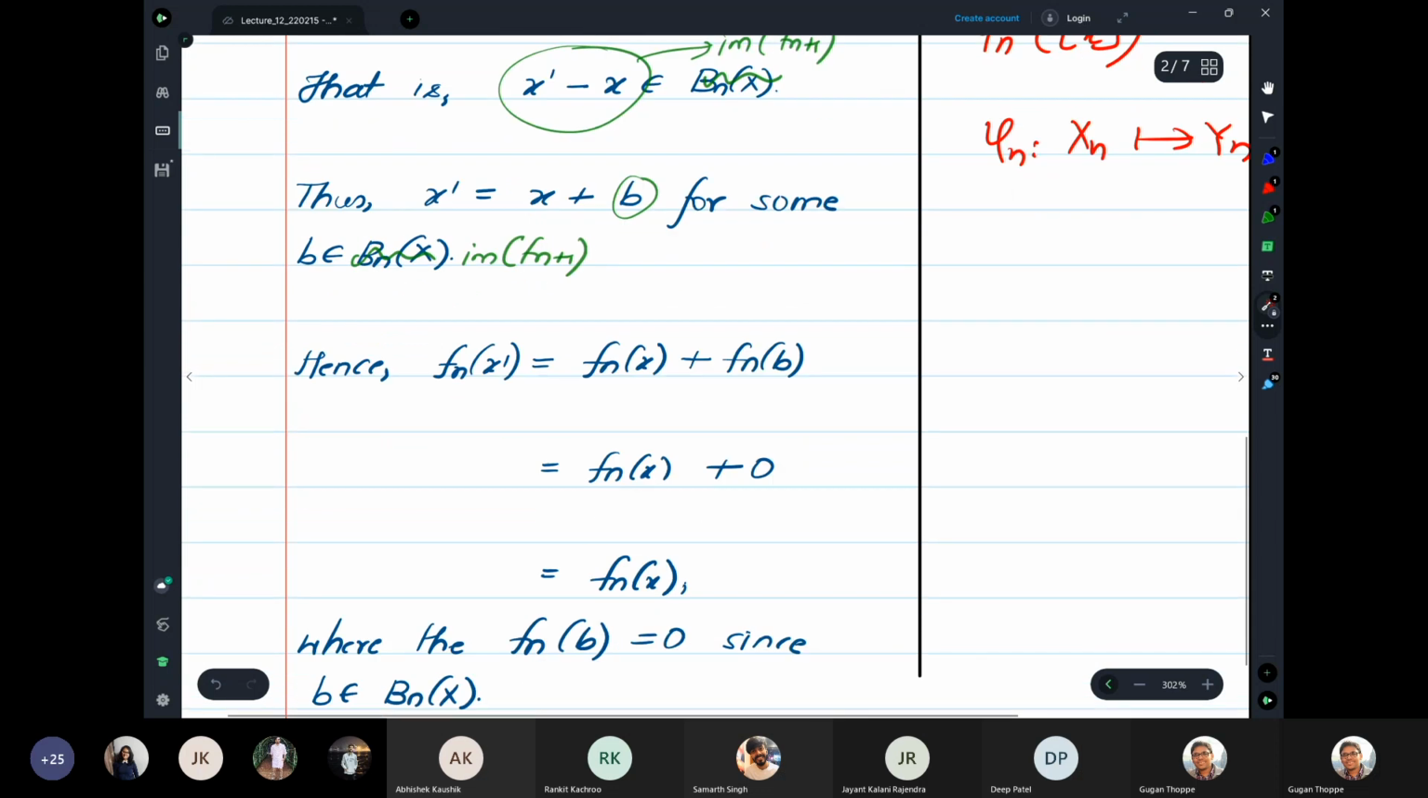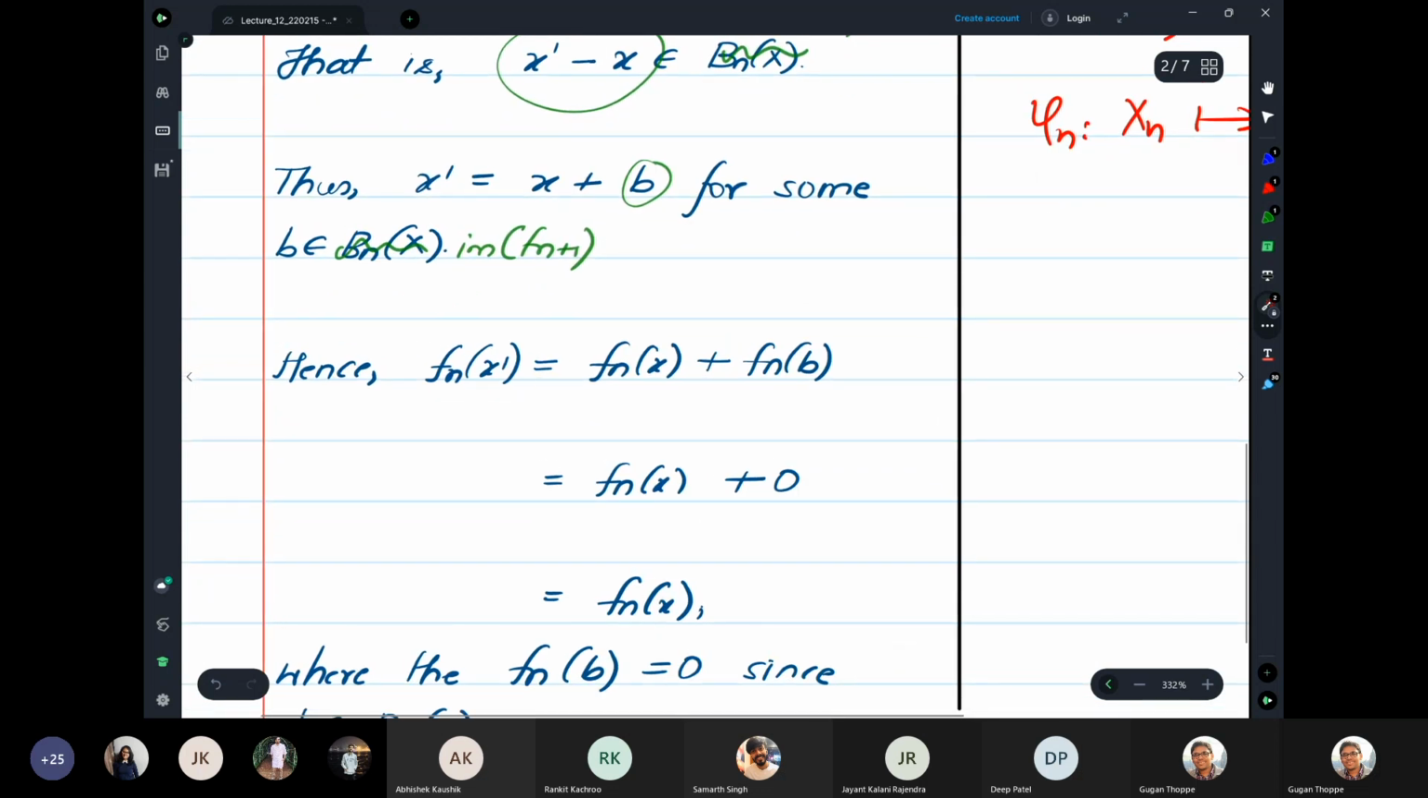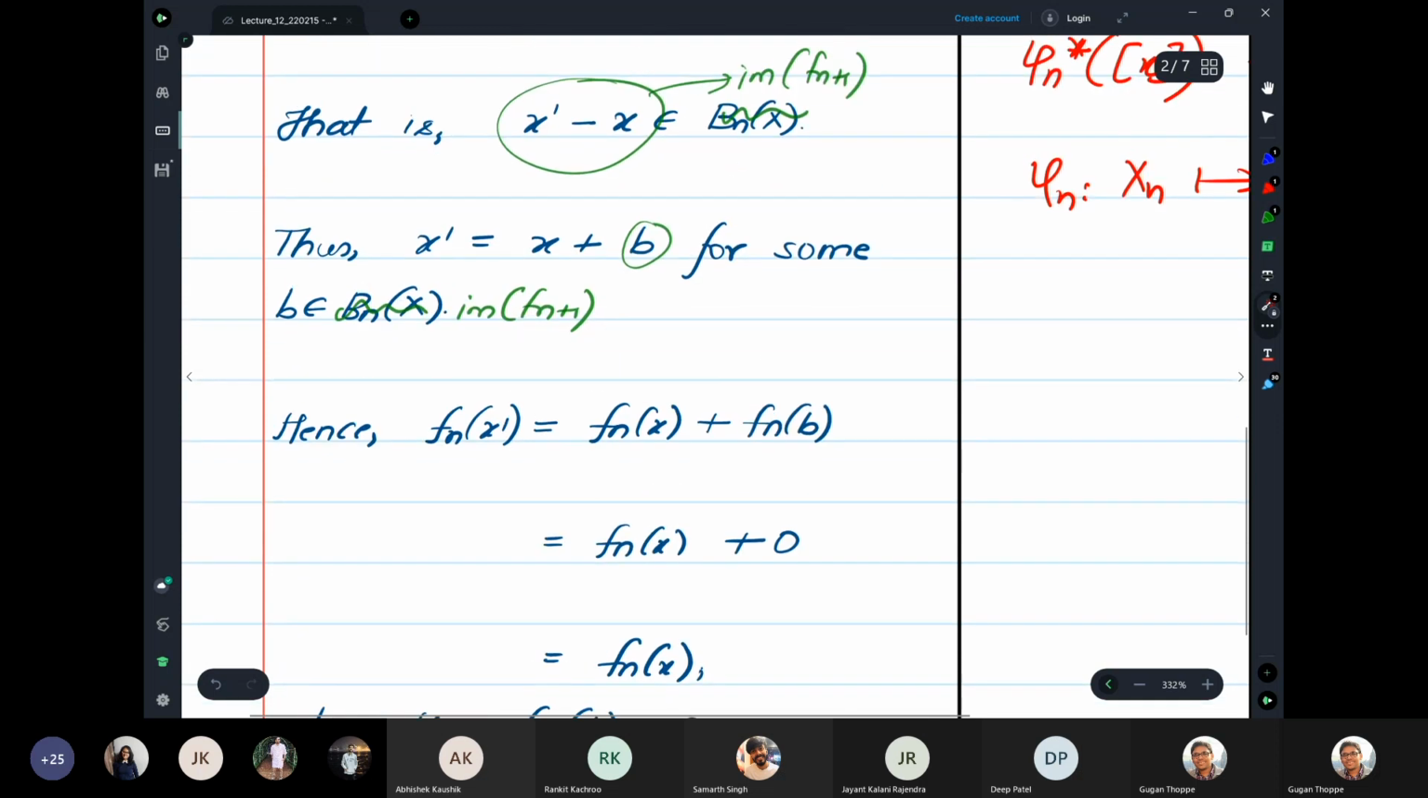Now my claim is that in this case fn of x prime must equal fn of x plus fn of b, and furthermore this fn of b must be 0, and consequently fn of x prime must equal fn of x. Can one of you please volunteer and tell me why is this step true and why is this step true? Yes, Deep, go ahead. Fn is a homomorphism, and so we know the linearity property. Okay, linearity property. And second is fn composed with fn plus one will identically be zero. So that's why.